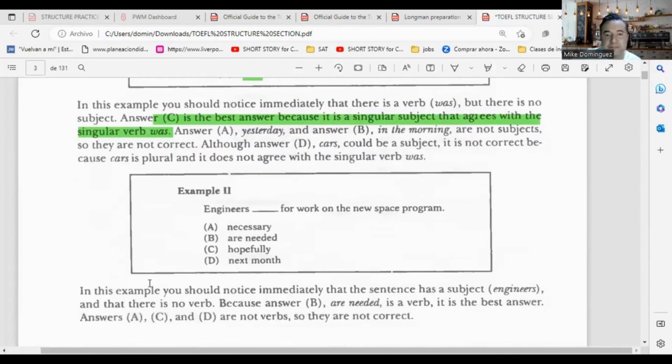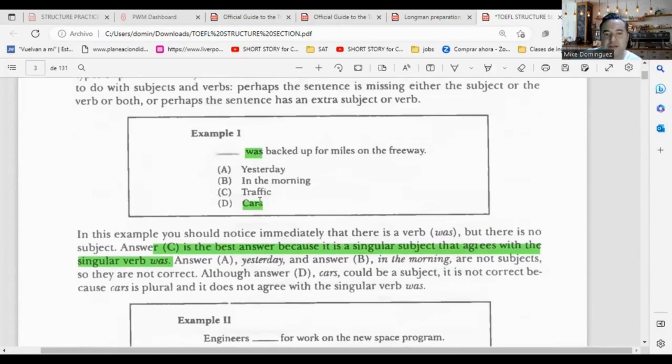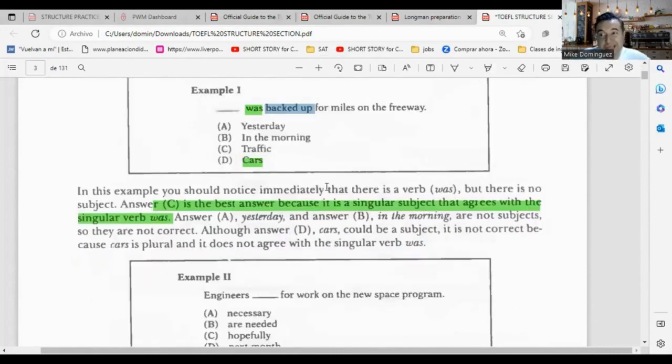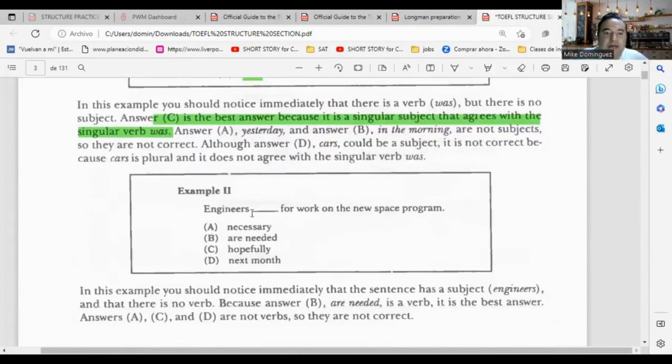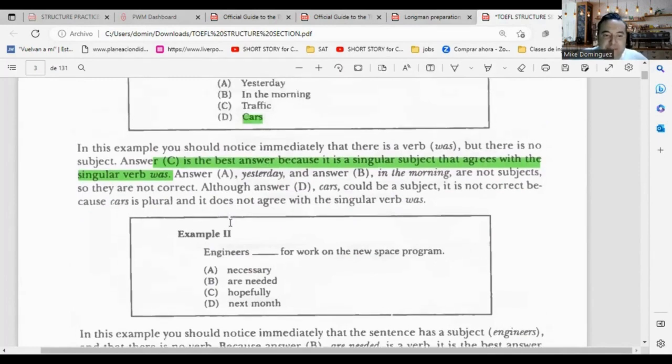Mike, what's the meaning of the sentence? For example, "Traffic was backed up for miles on the freeway." There was a huge line of cars on the freeway, because it's traffic, cars. There was like a traffic jam. The backup is like a stock, like a stock for miles. Okay, great. Let's see the second example.